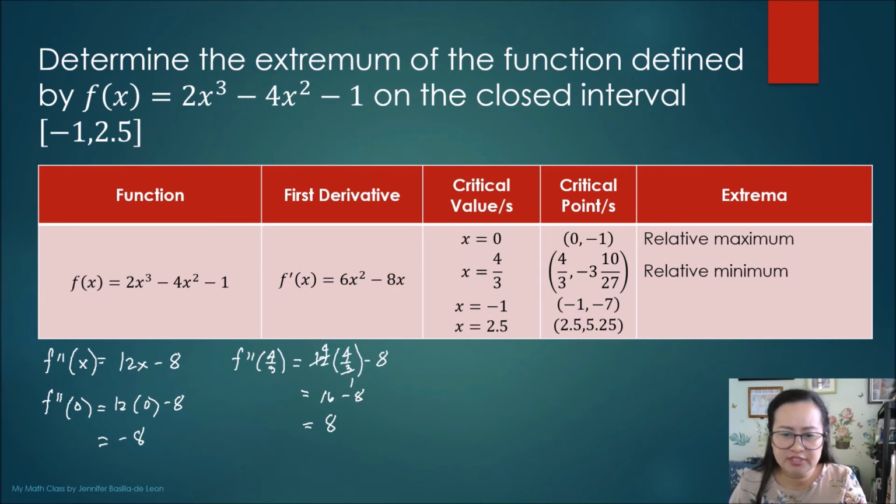Okay, and then since we have x equals -1 and x equals 2.5 as values on its endpoints, then we can just determine whether it's an absolute minimum or a maximum point.